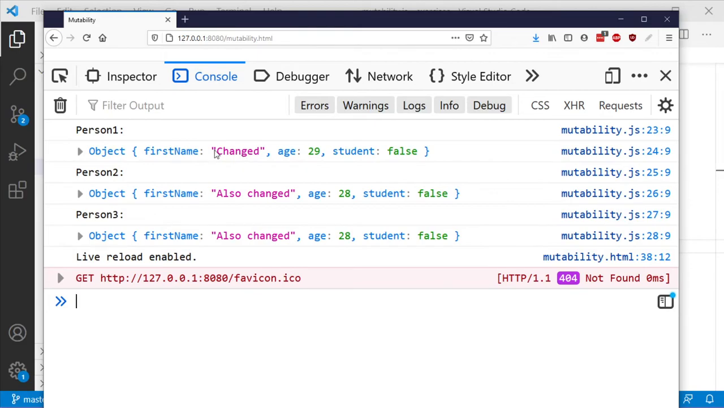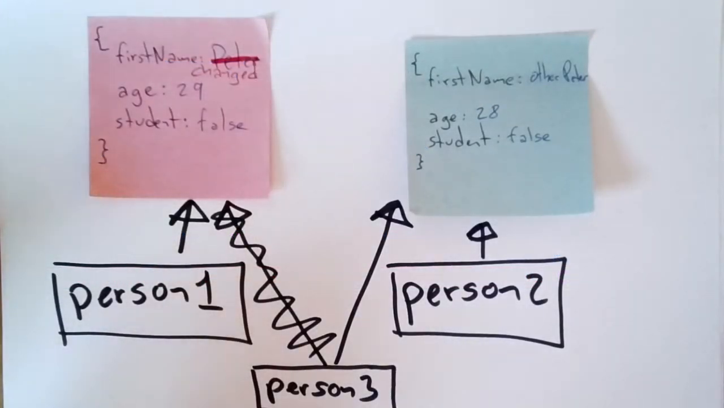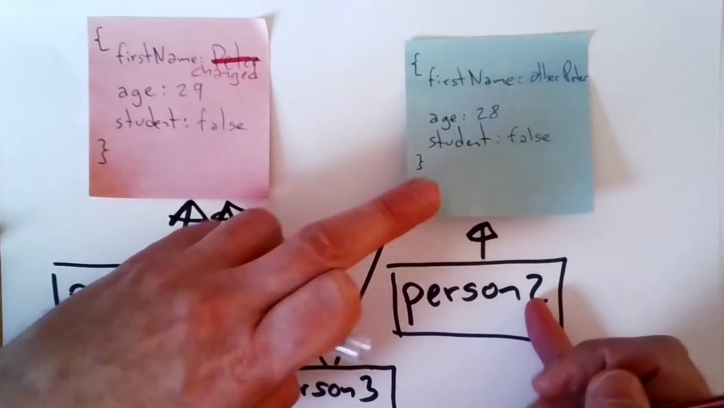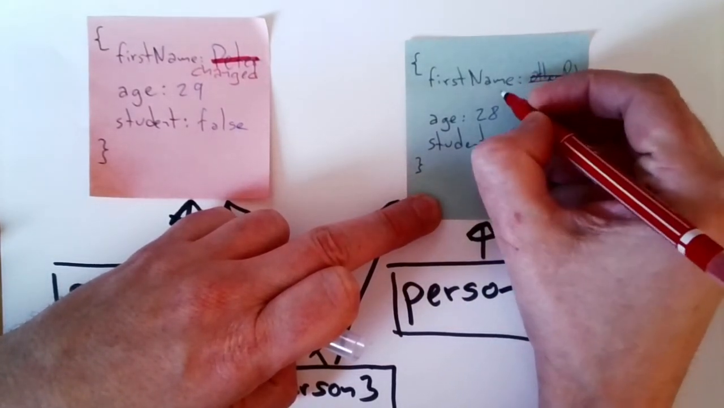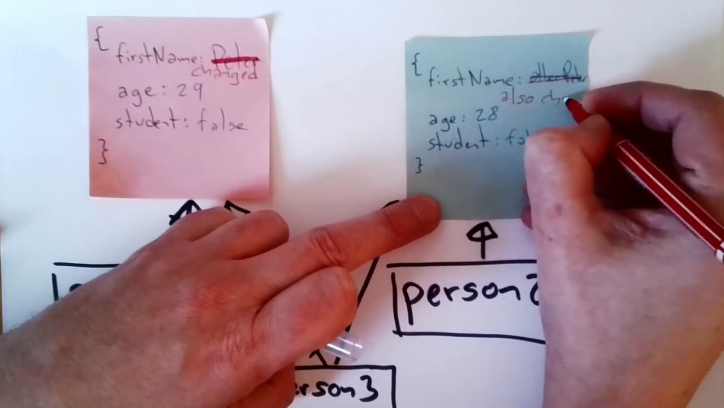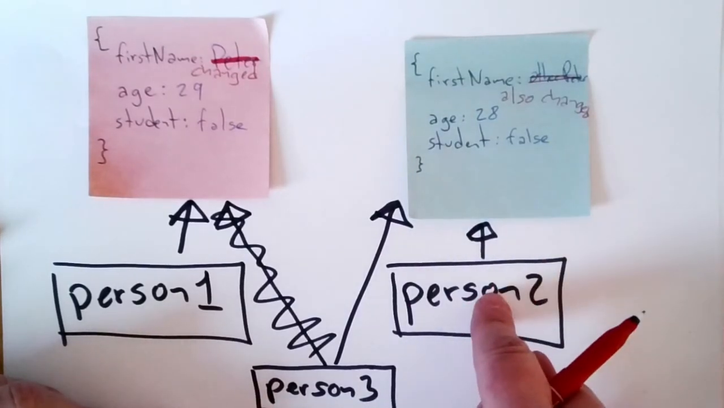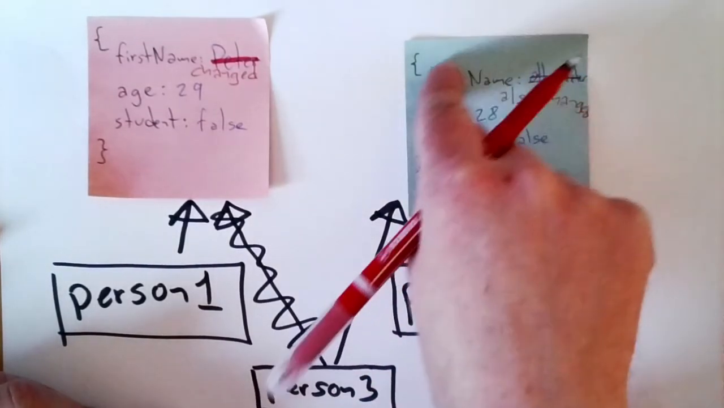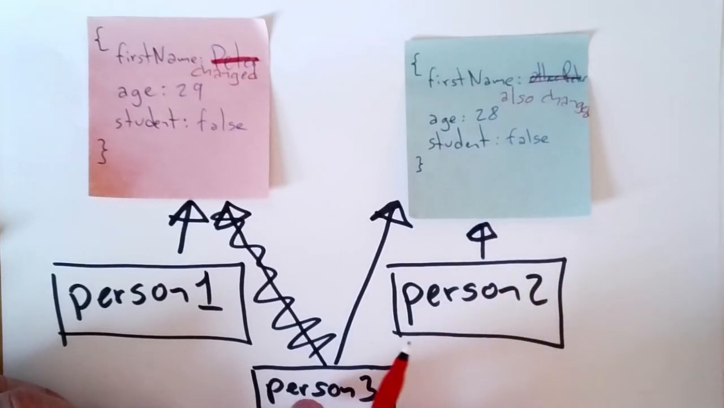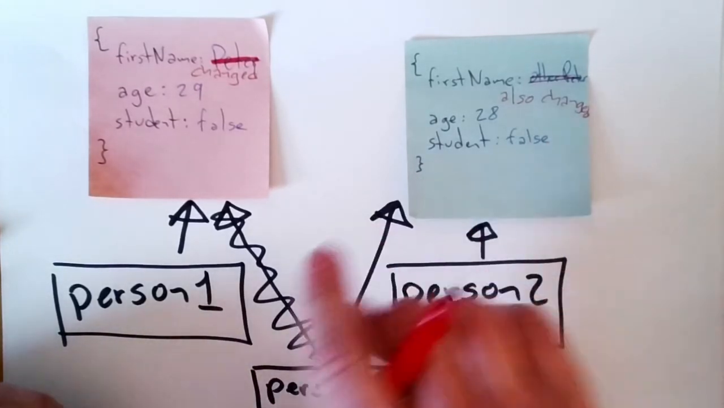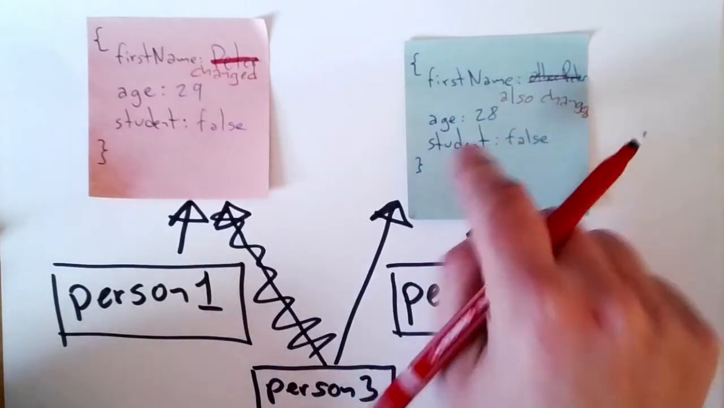Yes, person1 is the changed one that was originally the first Peter, and also changed was originally the other Peter, and both 2 and 3 are that one. And once again, in the physical world, when we take person2 here and change the first name to also changed, then the first name is also changed for person2 and person3 because they are still the same object. We could have written person3 dot first name equals also changed. It would have done the same. It's this object that changes.